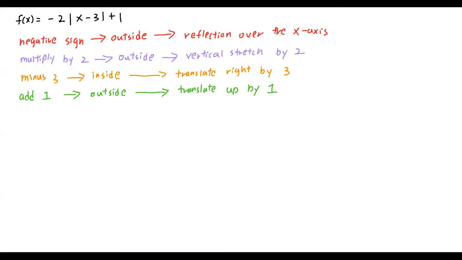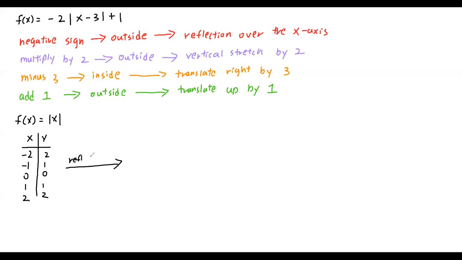Let's start with the parent function, which is f of x is equal to absolute value of x. We will have a parent table of x and y, x values -2, -1, 0, 1, and 2. Y values 2, 1, 0, 1, 2.